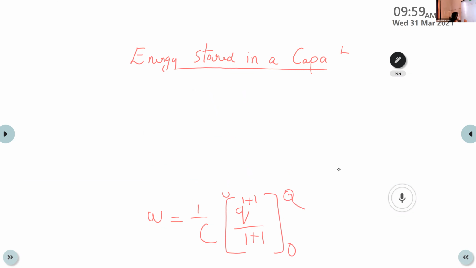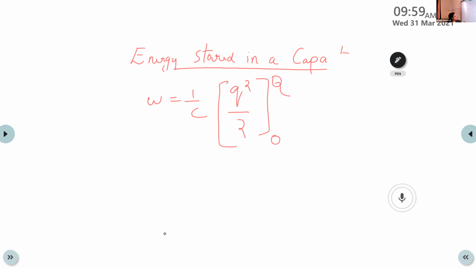Or you can write W is equal to 1 by c into q square divided by 2, and the integration limit varies from 0 to q. Now we want to apply the upper limit and lower limit to this equation.